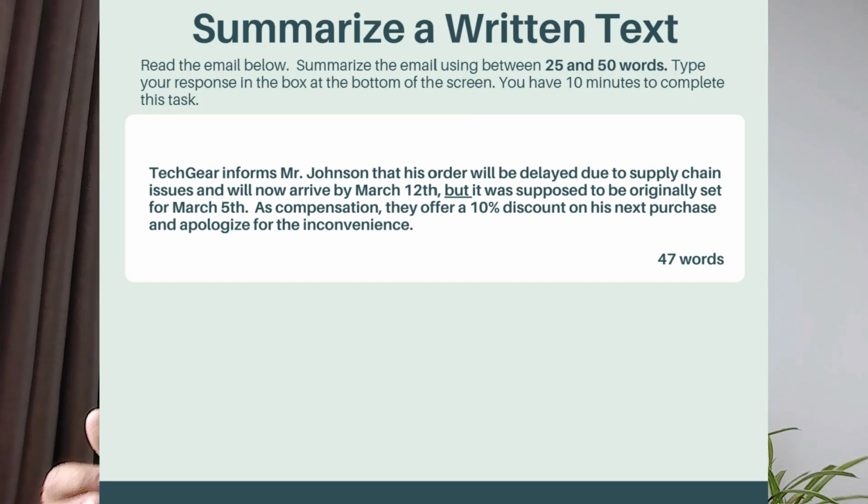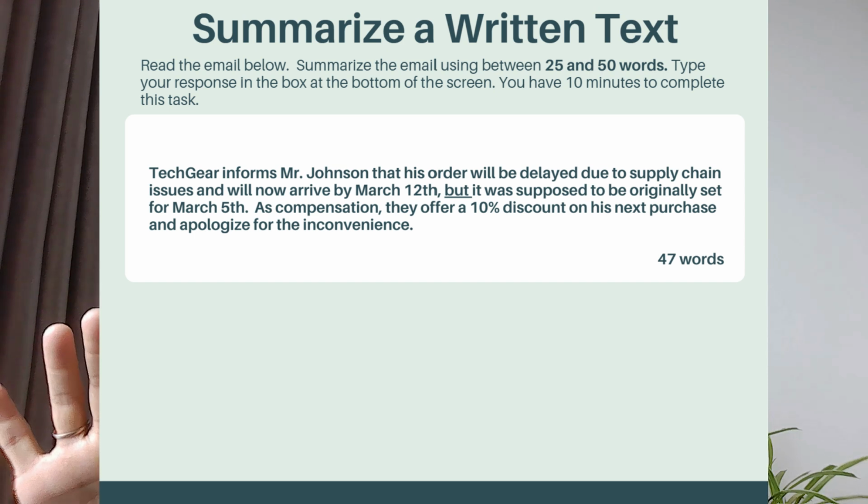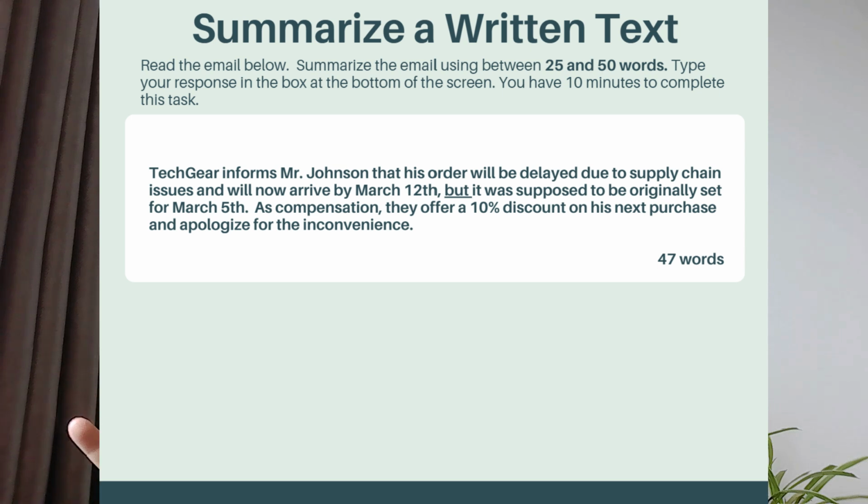Now, because I wasn't yet at enough words, I needed to add a second sentence. So I wrote the other important piece of information, the compensation. So it says, "As compensation, they offer a 10% discount on his next purchase and apologize for the inconvenience." All right, so main idea plus supporting idea 1, supporting idea 2, plus then I wrote the final idea that was mentioned in the passage. 47 words, I'm quite satisfied with that. Compare it with your example, see if it's similar.